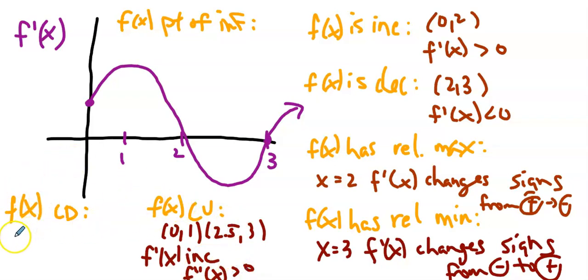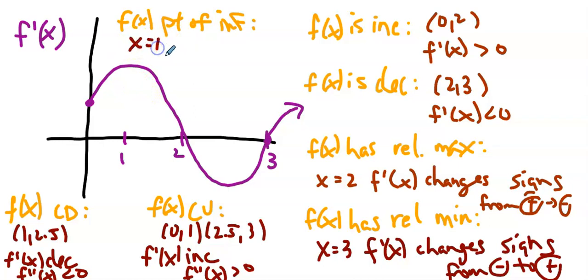Where am I concave down? I'm going to be concave down from 1 to 2.5. And again, it's because f prime of x is decreasing, or the second derivative is less than 0. And then finally, where are my points of inflection? My points of inflection are at x equals 1 and x equals 2.5. And the reason why is because my second derivative is changing signs.